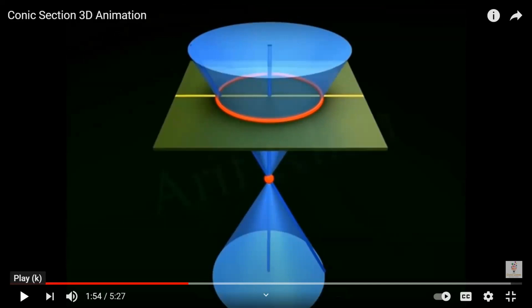So first of all, you see like this is the first one. The plane is एकदम horizontal to the double napped cone. एकदम horizontally cut किया. So you can see that that intersection is a circle. Okay, so circle is a conic section.